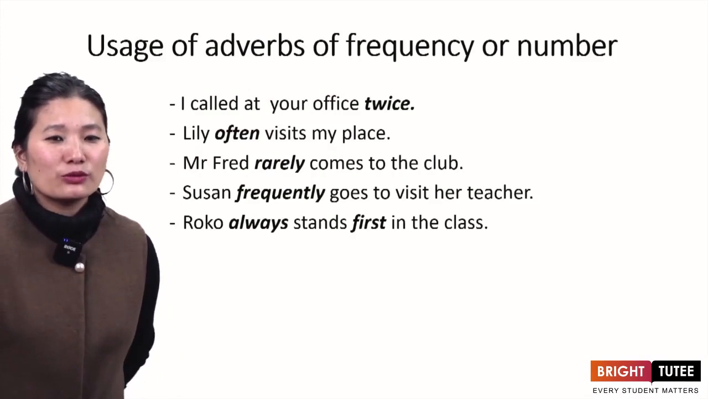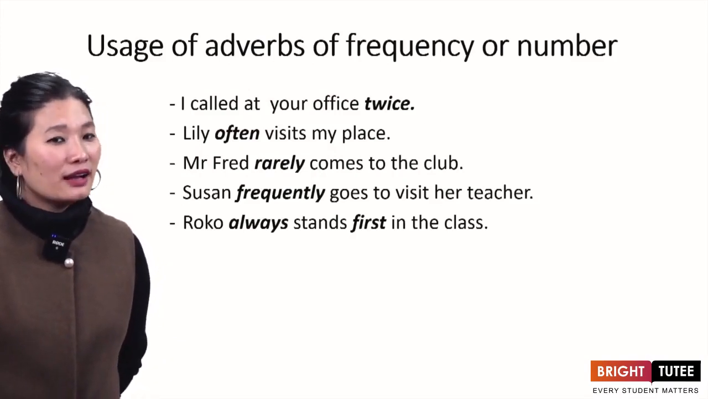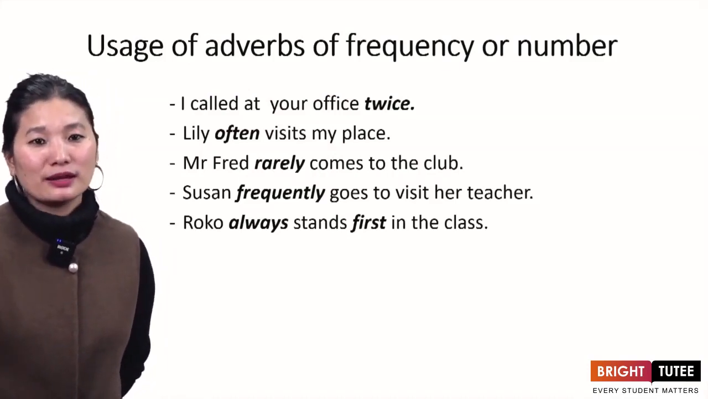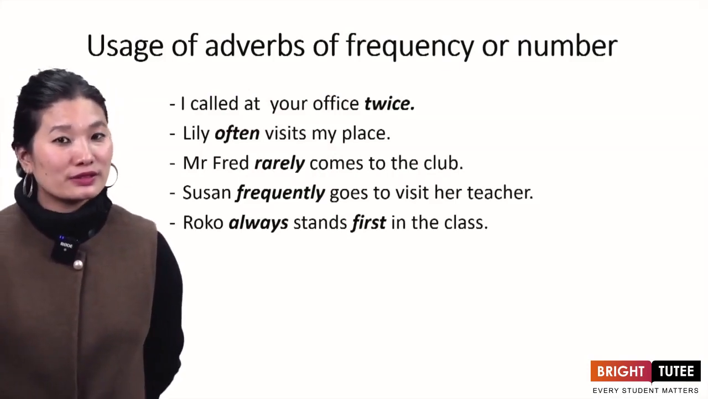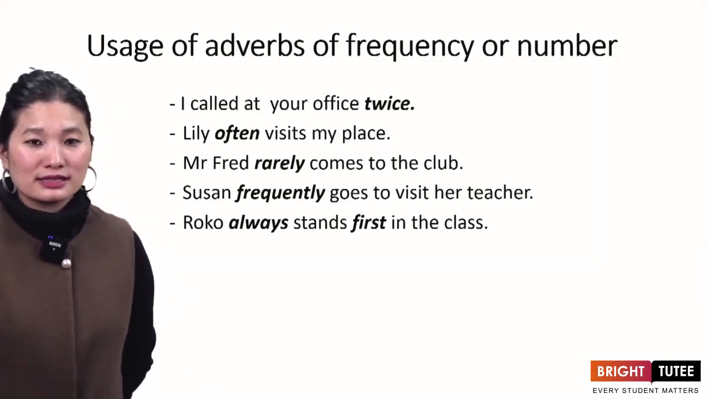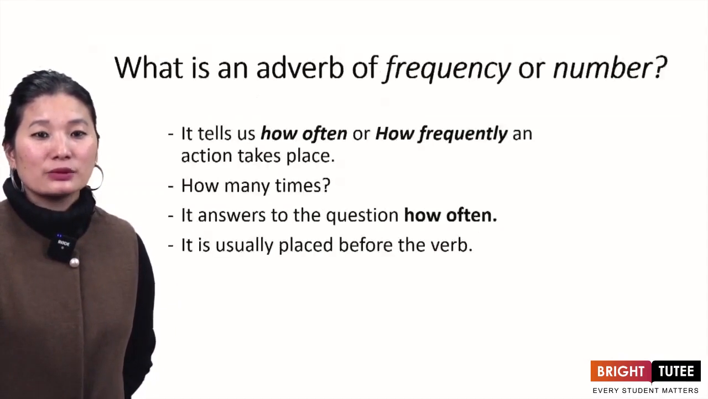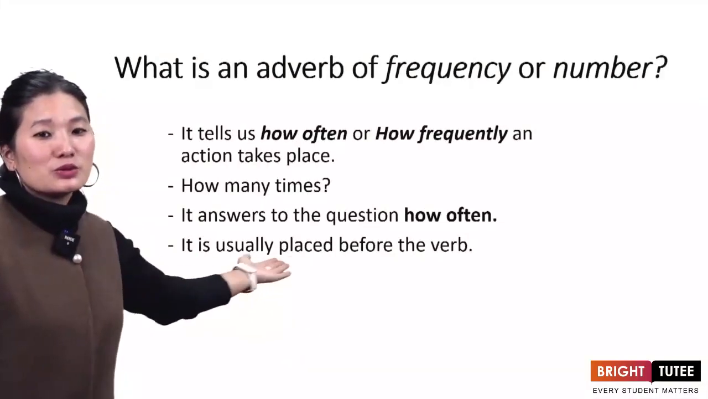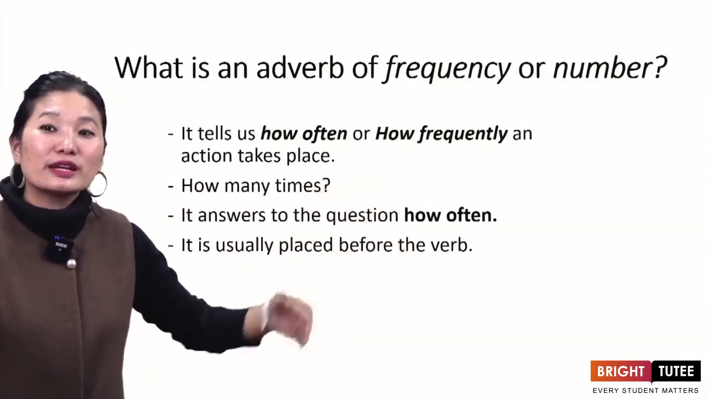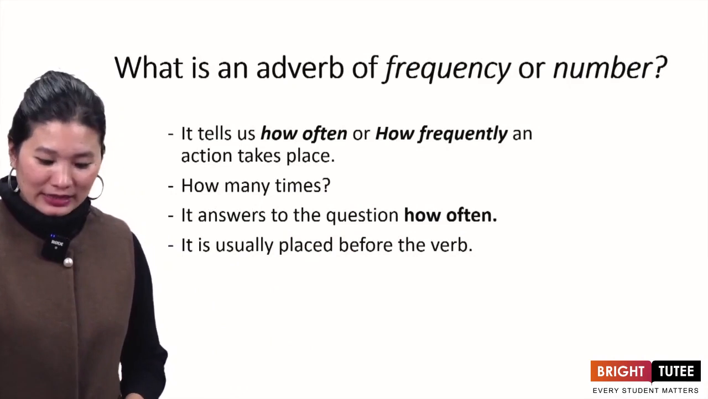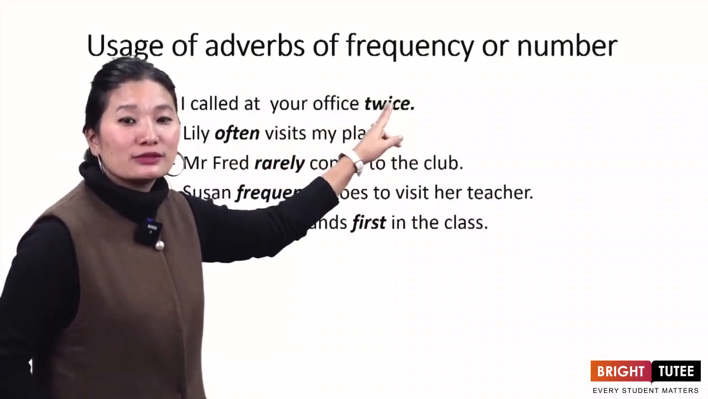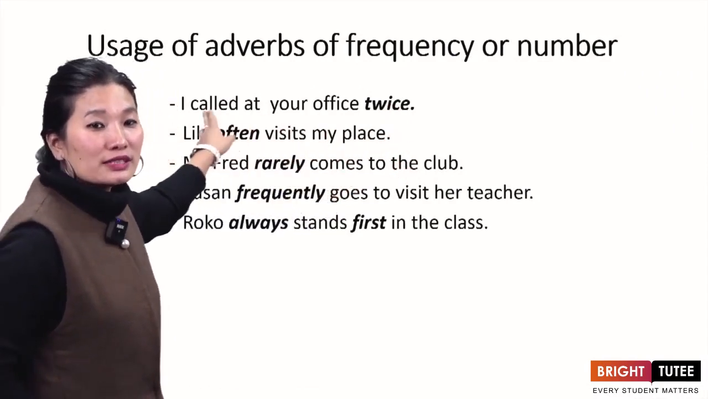I called at your office twice. Lily often visits my place. Mr. Fred rarely comes to the club. Suzanne frequently goes to visit her teacher. Rocco always stands first in the class. These are the examples, and I want you to look at this again. It is usually placed before the verb. This is the reason why I'm asking you to look at it and to see whether you notice anything or not. See, I called at your office twice. Twice is the adverb of frequency or number. Called is the verb.